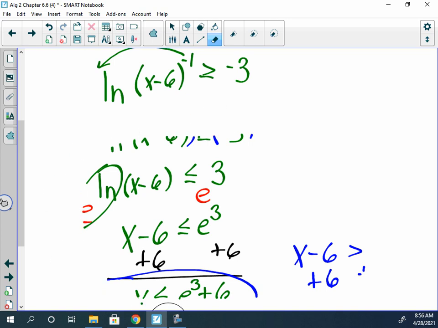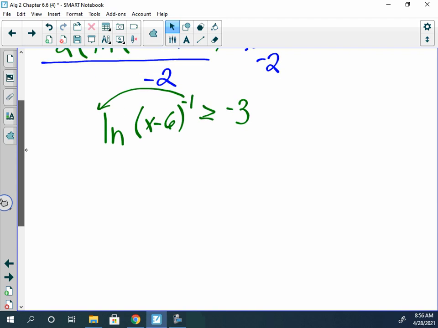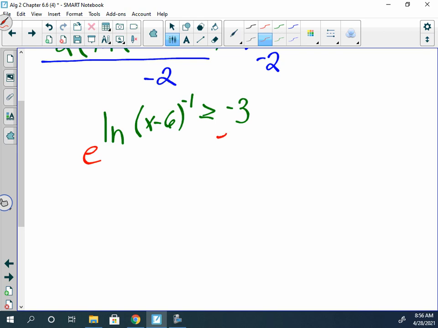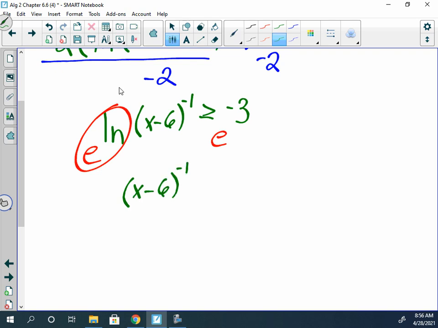I'm going to erase all of this here. I want to go back here and show you this part. Because it's not wrong to actually apply e here. Because these here will still simplify, and what I'm left with is x minus 6 to the negative 1 is greater than or equal to e to the negative third.